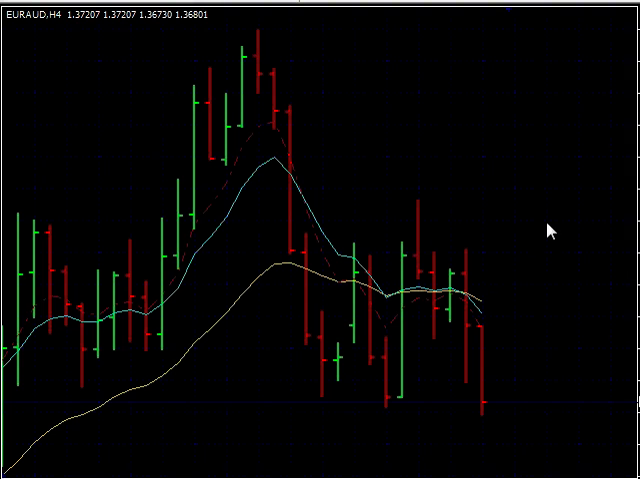Alright, so Forex trading is to be kept plain, is to be kept simple, and at the same time you will get good trades like this.